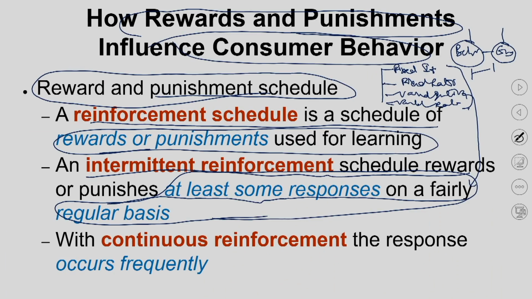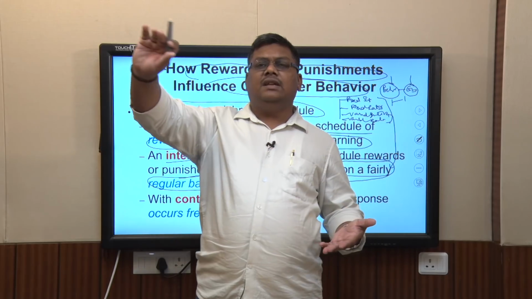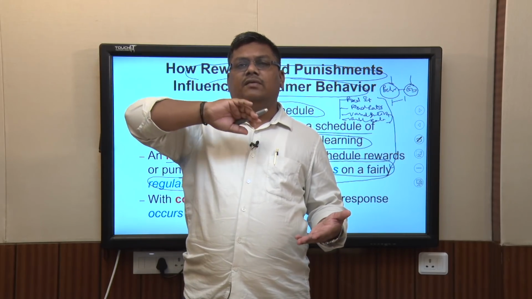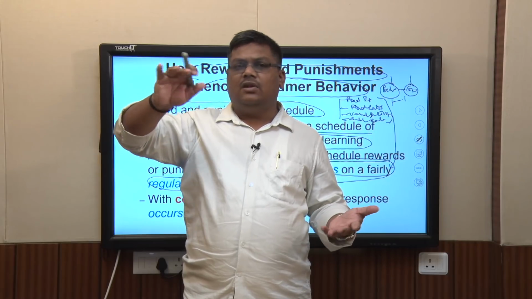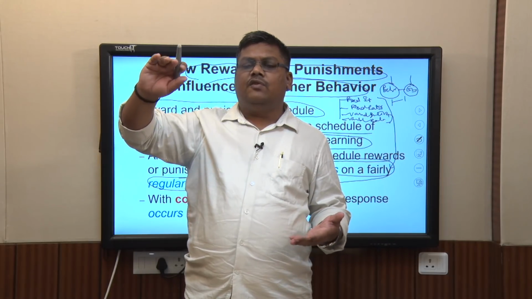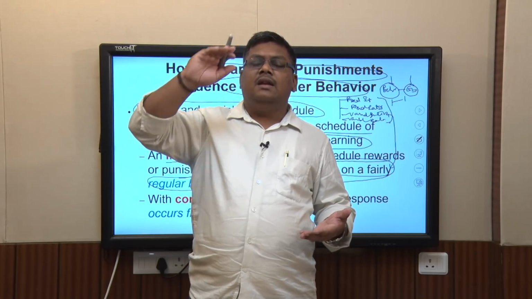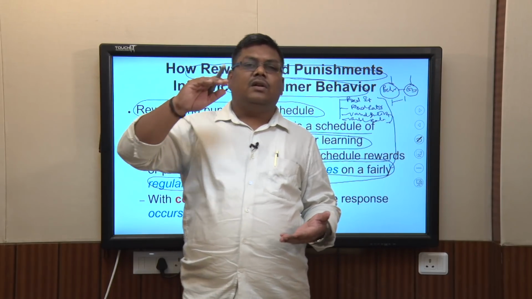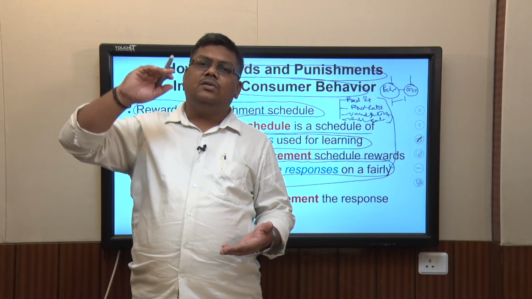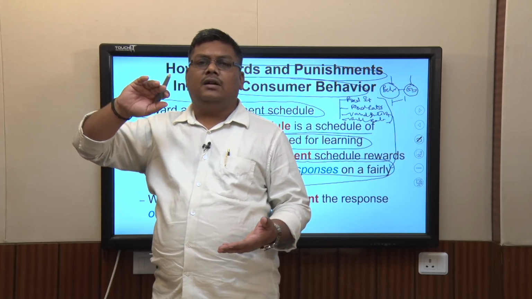And so, generally speaking, in most companies or in most marketers, what generally happens is we start with something called a continuous schedule. Initially we give you, generally it is not punishment, it is only reward. We give you rewards for whatever behavior you do on a continuous basis, and then at a later point of time when the behavior has sustained itself, we change from continuous to an intermittent form of reinforcement.